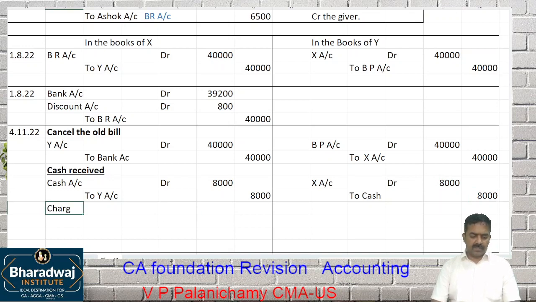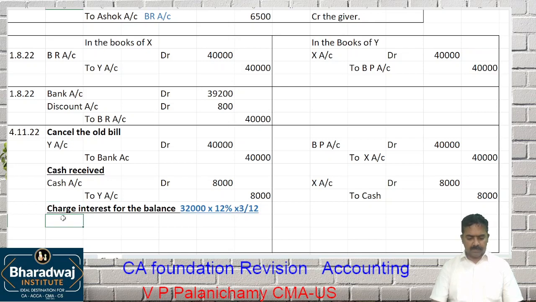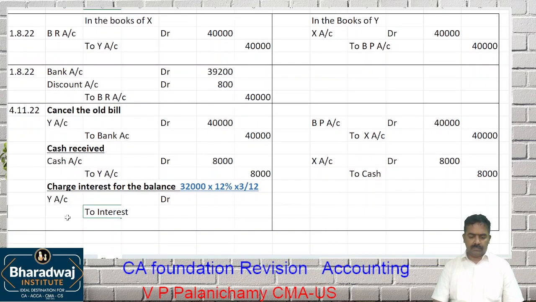Charge interest for the balance. How much balance will be there? 32,000 into what is the interest rate? 12% for how many months renewed? 3 months. For the renewal, charge interest for the balance. How much will it come to? For us, it's income. Y account debtor to interest. For the other party, it is an expense.